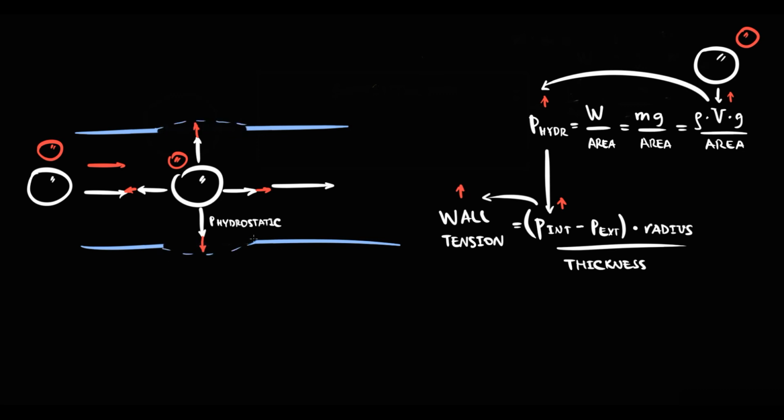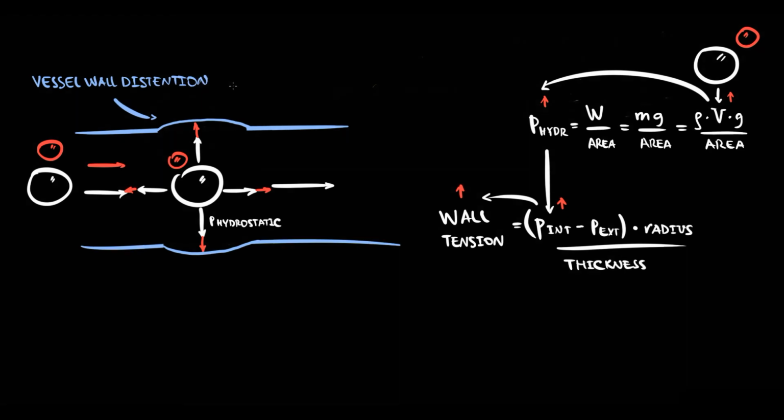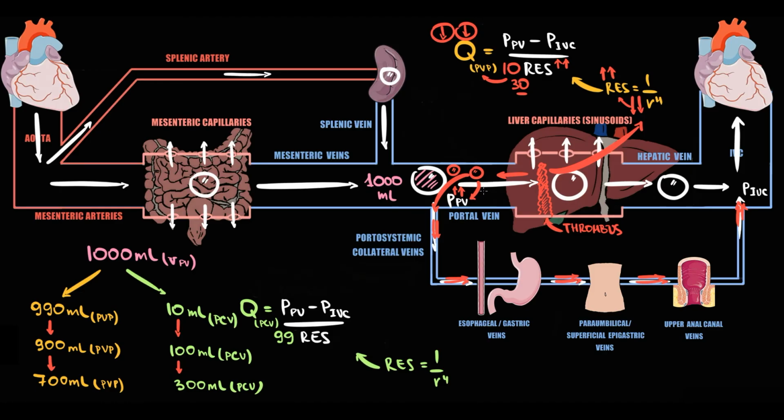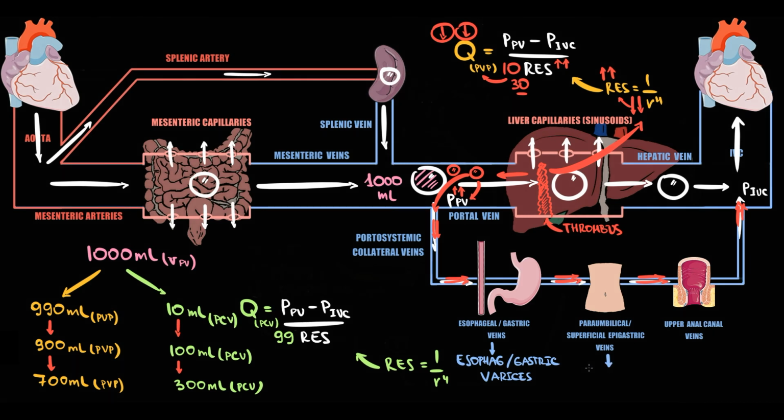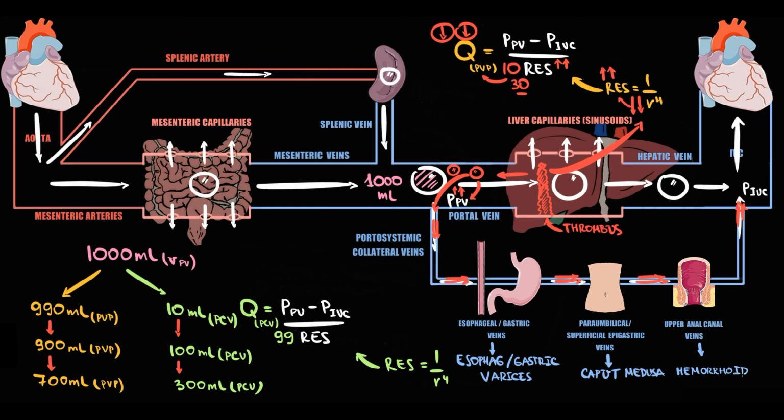Because collateral vessels are veins, and veins have very high compliance, they can be very easily distended. Basically, they are like balloons. Such over-distended veins are called varices. Distension of esophageal veins and gastric veins causes formation of esophageal varices and gastric varices. Distension of paraumbilical and superficial epigastric veins causes formation of caput medusae on the anterior abdominal wall, and distension of upper anal canal veins causes formation of hemorrhoids.